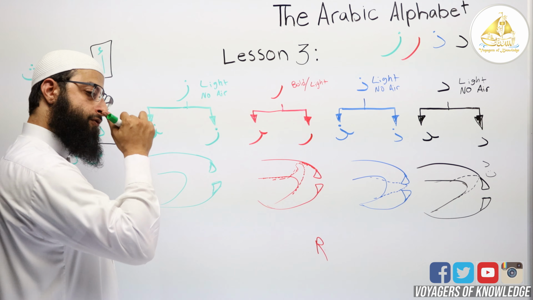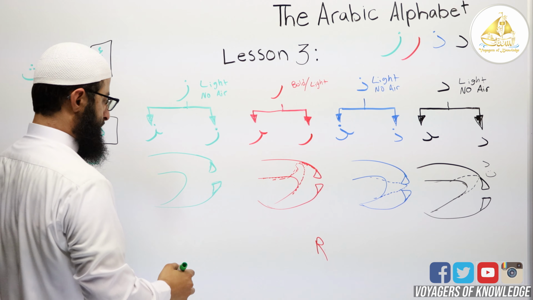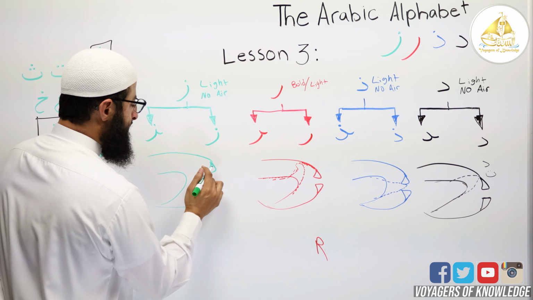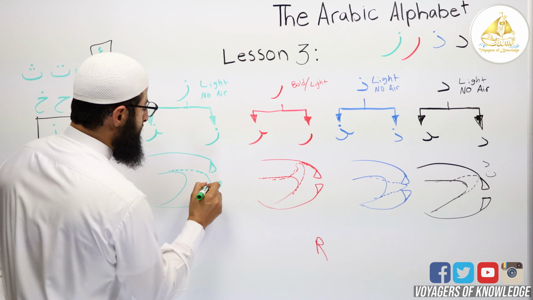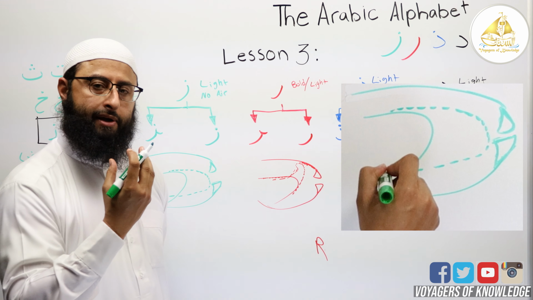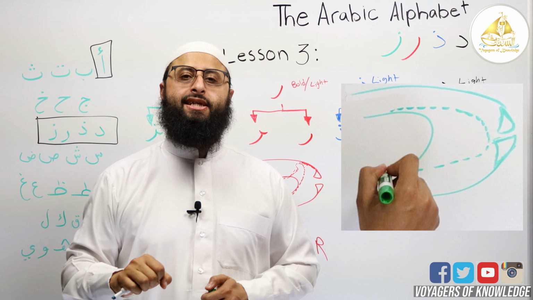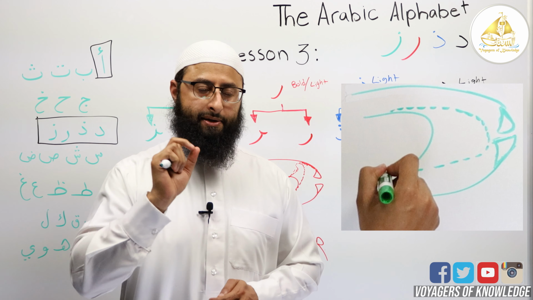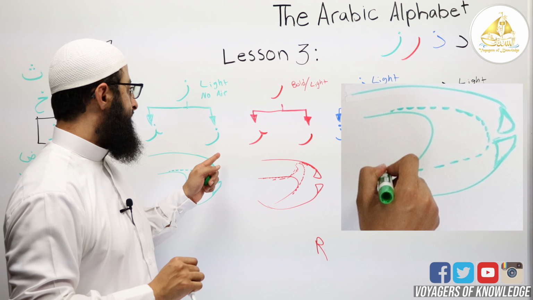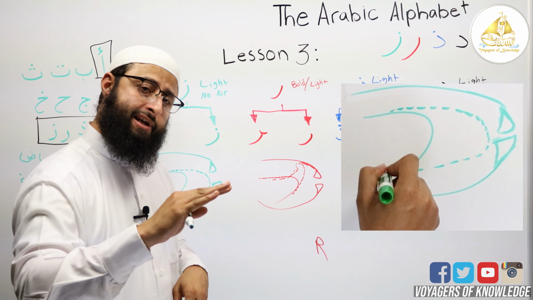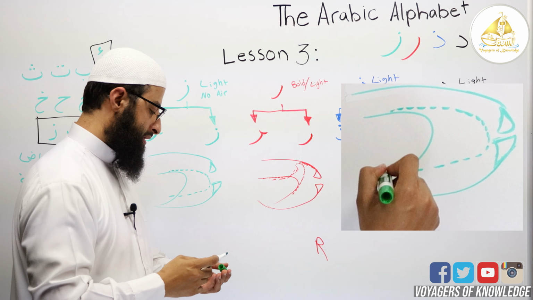Point of origin for za, very simple. The tongue will extend to be behind the teeth as the teeth are closed. So you're going to get z, z, z, right? Za. And remember to keep your tongue flat and no air.